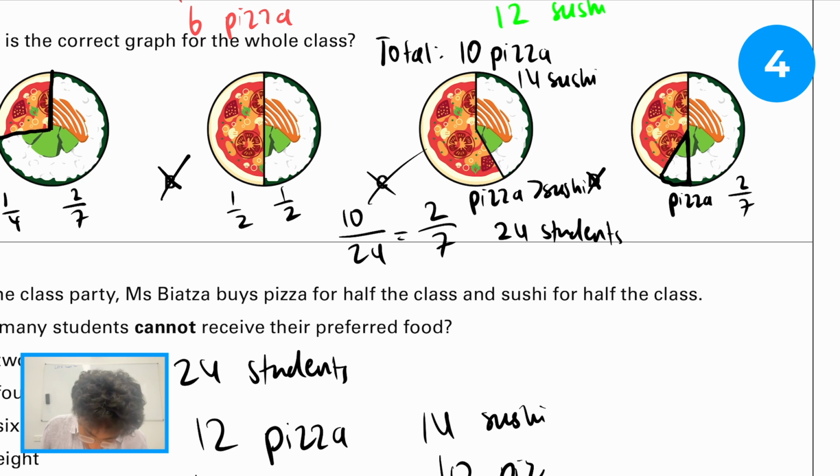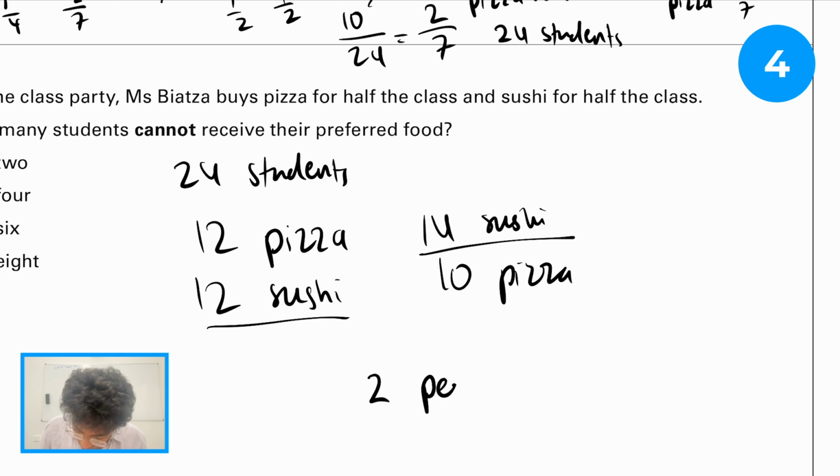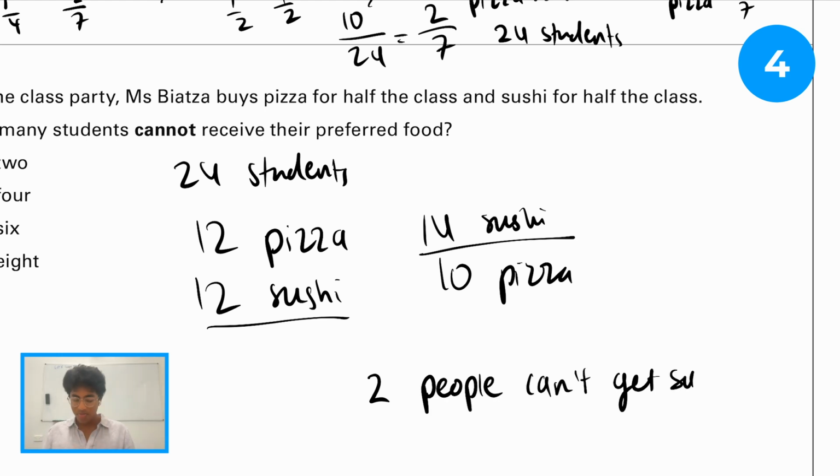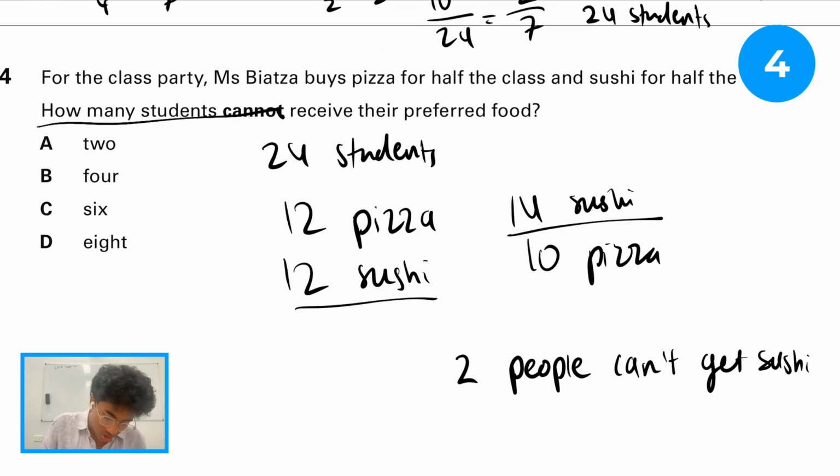That means, let's see, if there's 12 sushi available but 14 people want it, how many people? 2 people can't get the food they want. 2 people can't get sushi, right? Then, how many students cannot receive their preferred food? It's just 2.